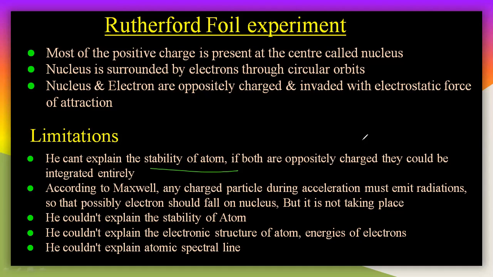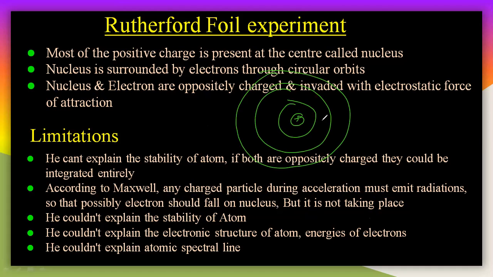And there is also another person, Maxwell. He also told that any charged particle during acceleration must emit radiation, so that possibly electrons should fall on the nucleus, but it is not taking place. You should understand this. I just told you there is a nucleus at the center and the electrons are revolving around the nucleus in circular orbits like this. So he couldn't explain the stability of an atom.